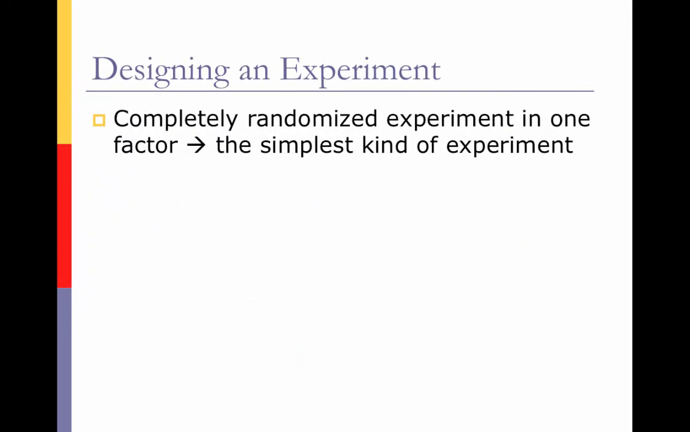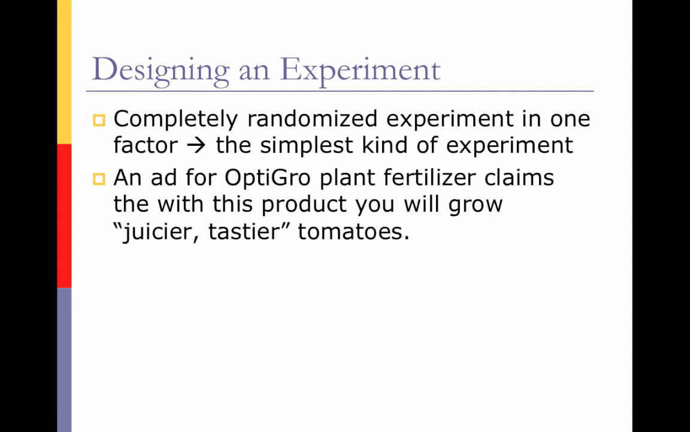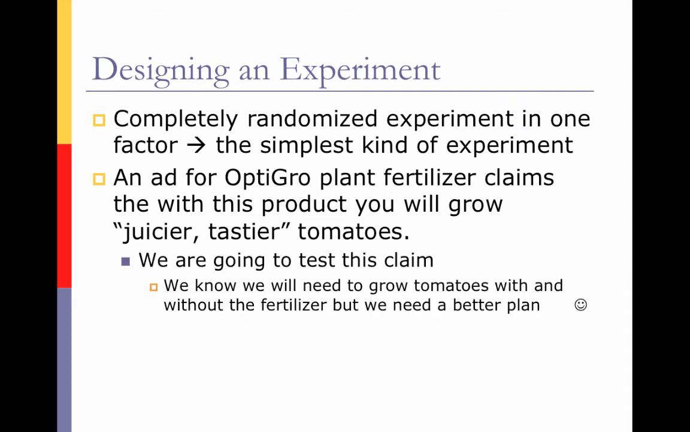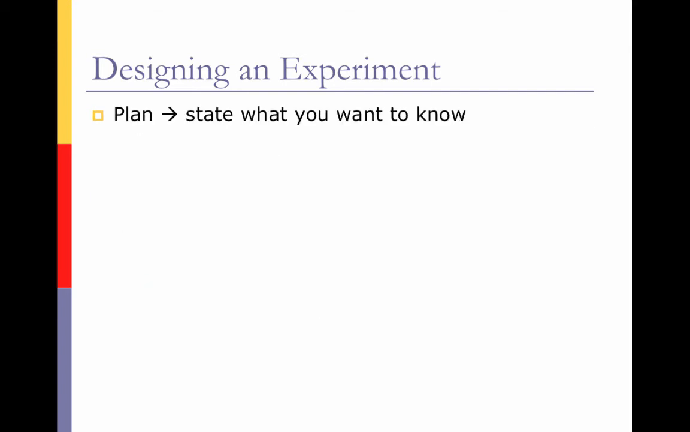So let's go ahead and look at an example of designing an experiment. A completely randomized experiment in one factor is the simplest kind of experiment, and that's where we're going to start. For example, an ad for Optigrow plant fertilizer claims that with their product you will grow juicier, tastier tomatoes. We're going to test this claim. We will need to grow tomatoes both with and without the fertilizer, but we're going to need a better plan than just that. The first thing we need to do is plan.